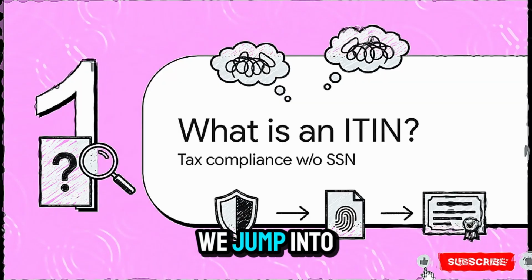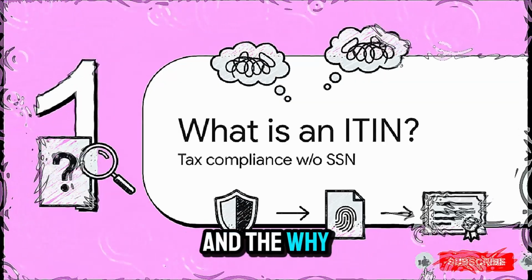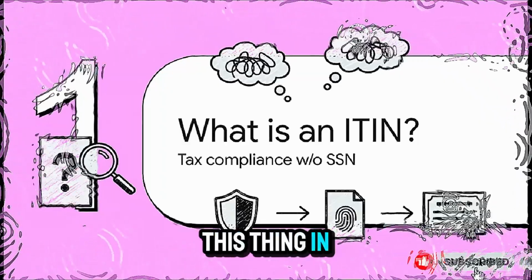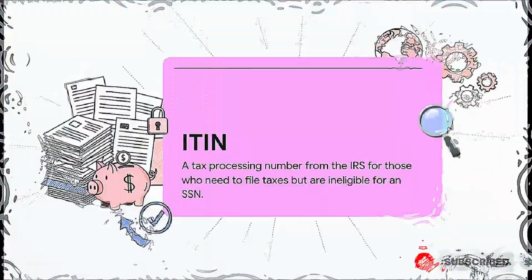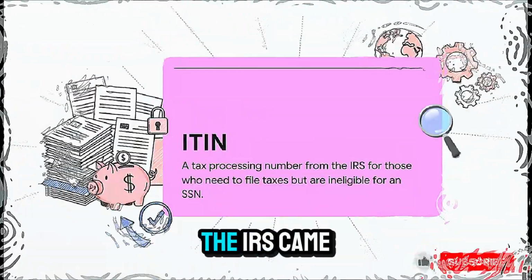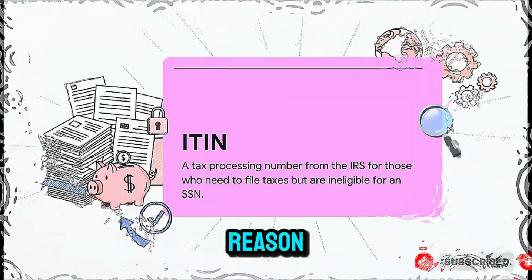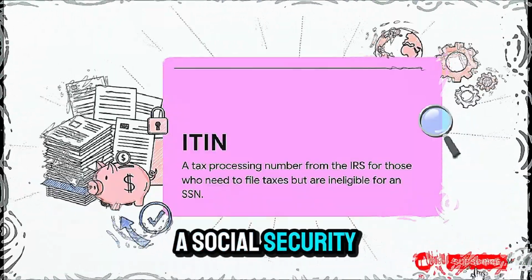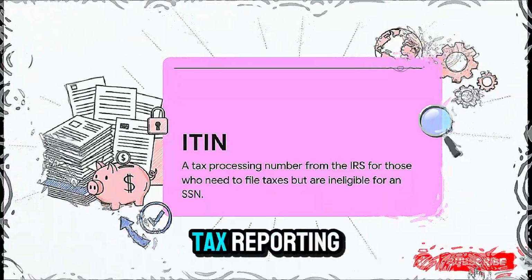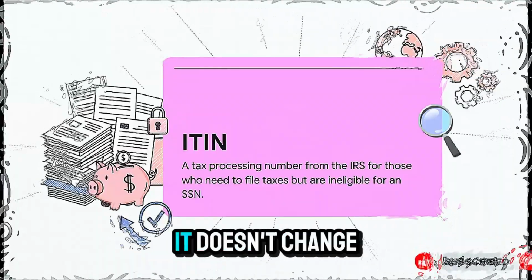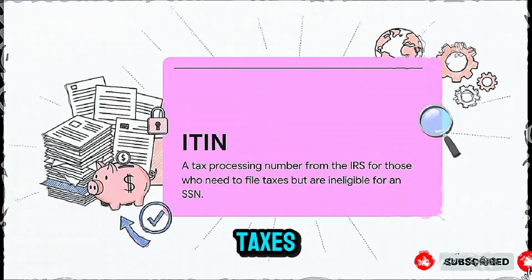All right, so before we jump into the how-to, let's just back up for a second and talk about the what and the why. What exactly is this thing, an ITIN, and what's its whole purpose in the US tax system? Okay, so here's the deal. The IRS came up with the ITIN way back in 1996 for one simple reason: to give people who can't get a social security number a way to follow US tax laws. That's it. It's a tool for tax reporting. It doesn't let you work, it doesn't change your immigration status. Its only job is to help you file your taxes.